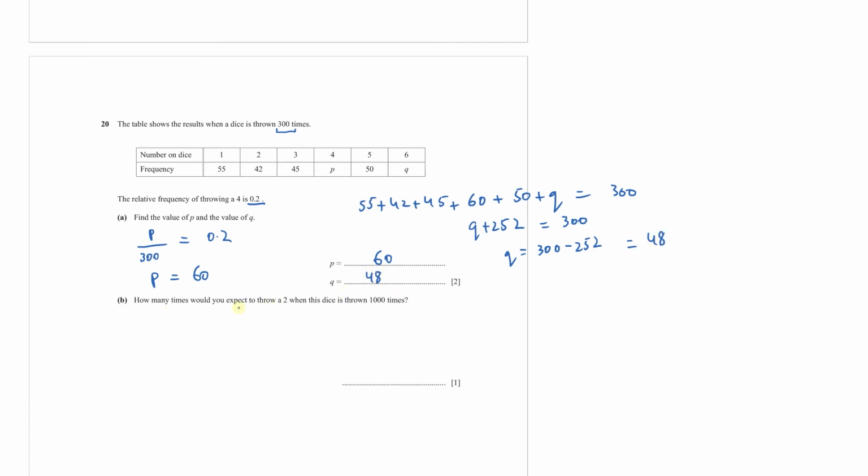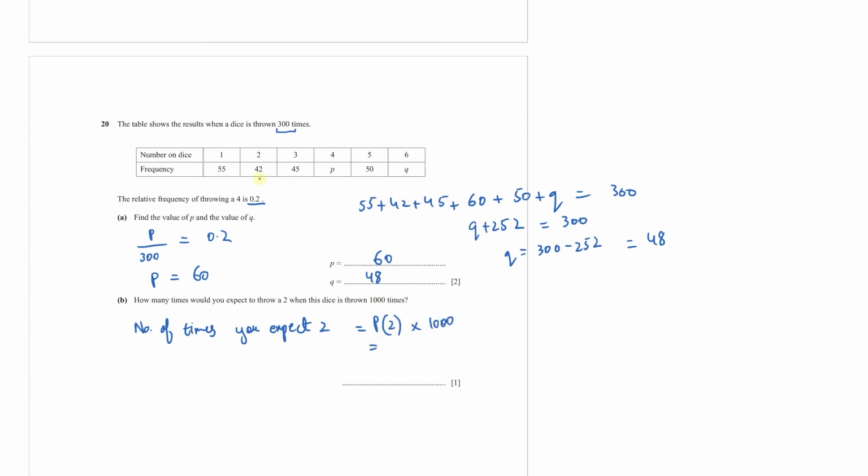How many times would you expect to throw a 2 when the dice is thrown 1000 times? So this will be the number of times you expect 2 will be the probability of 2. What is the probability of 2? So let me write it. Probability of getting a 2. So this is P, probability of getting a 2 multiplied by 1000.